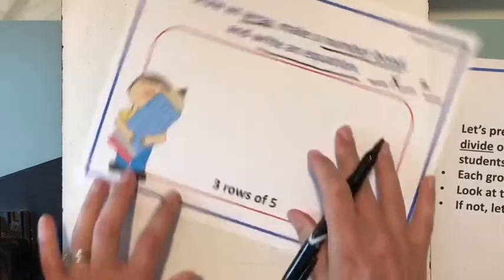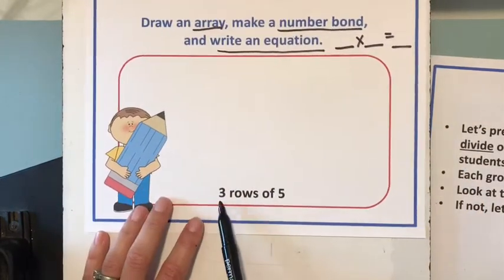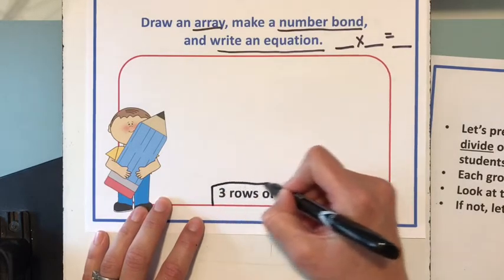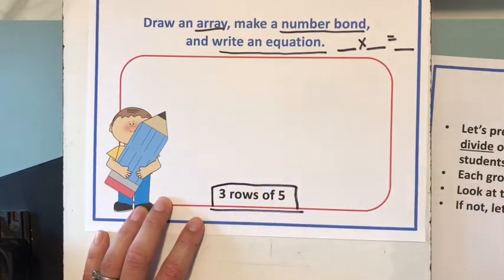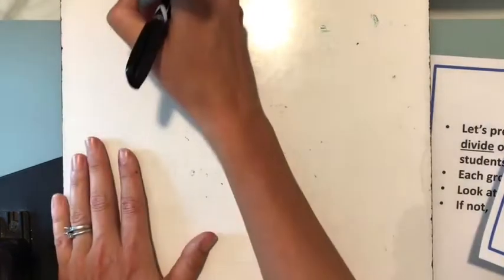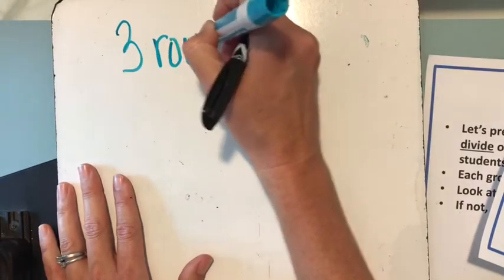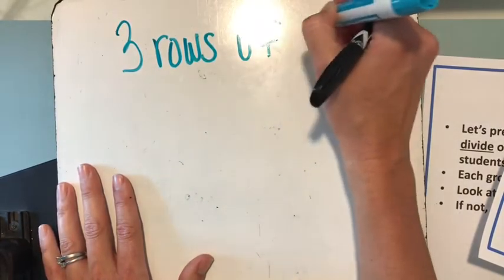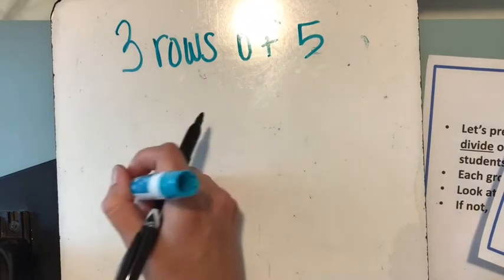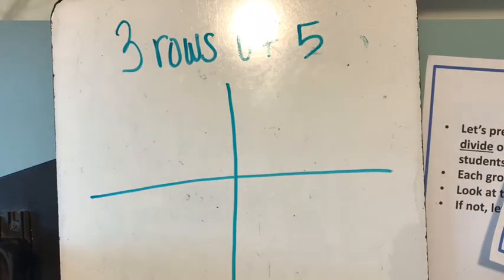Okay? So what I'm going to do is, if I had a whiteboard, and they want you to draw and solve for 3 rows of 5. So I'm actually going to do that here. 3 rows of 5. Okay. So what I'm going to do is I'm going to make an X like this so I can keep it organized.